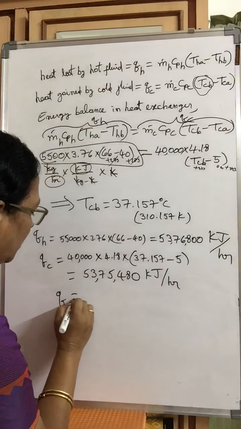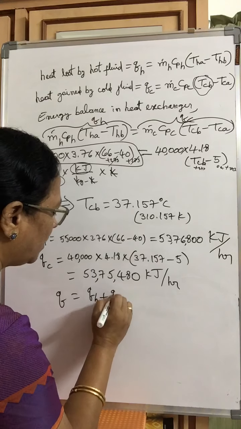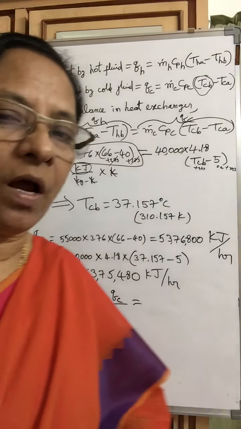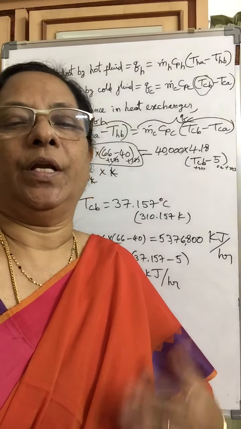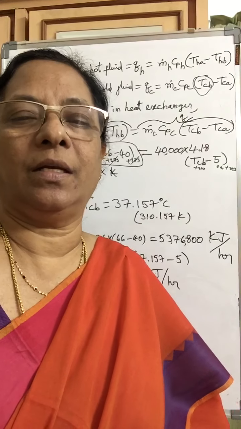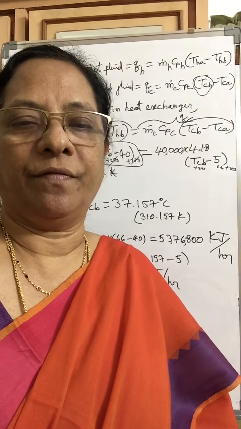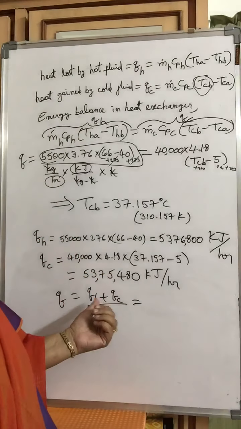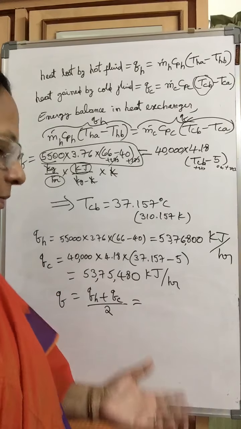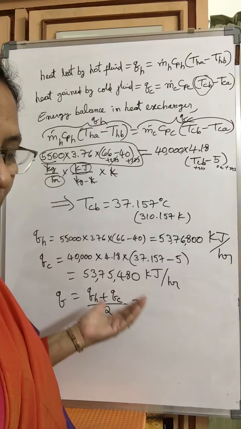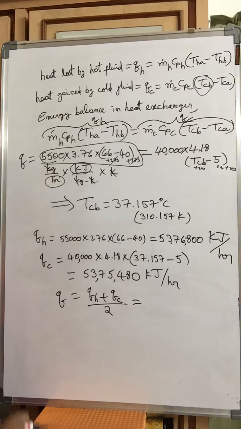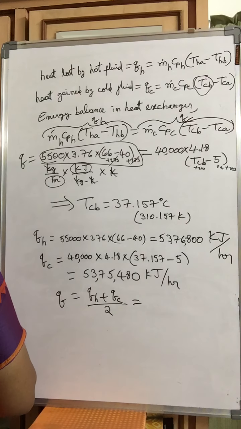Then Q is equal to QH plus QC, you can take the arithmetic average. Actually heat lost by the hot fluid must be equal to heat gained by the cold fluid, but because of some practical errors you will get a small difference. In such case you can take the average like this, QH plus QC by 2. Otherwise sometimes you can take only QH or only QC also. That's also not a problem.